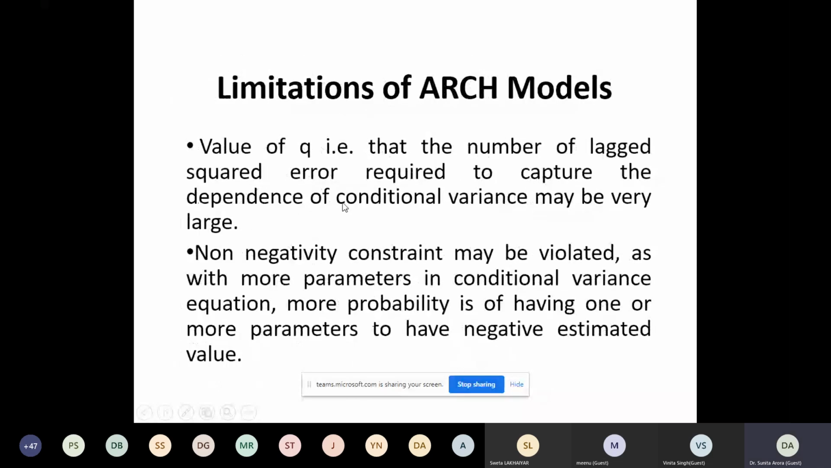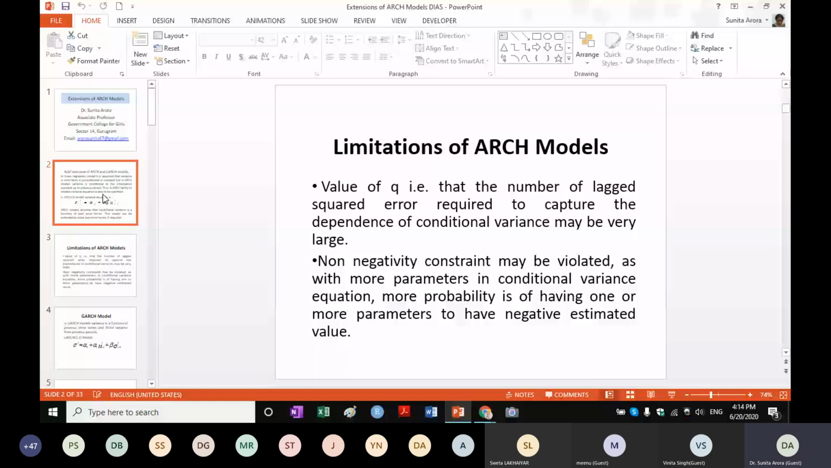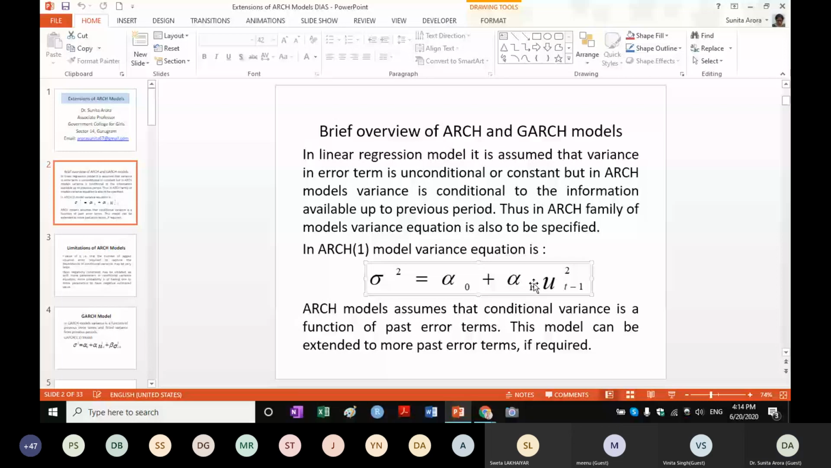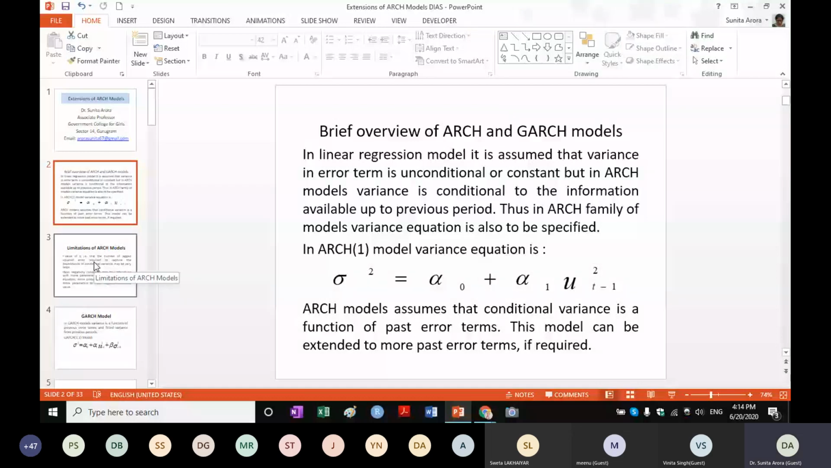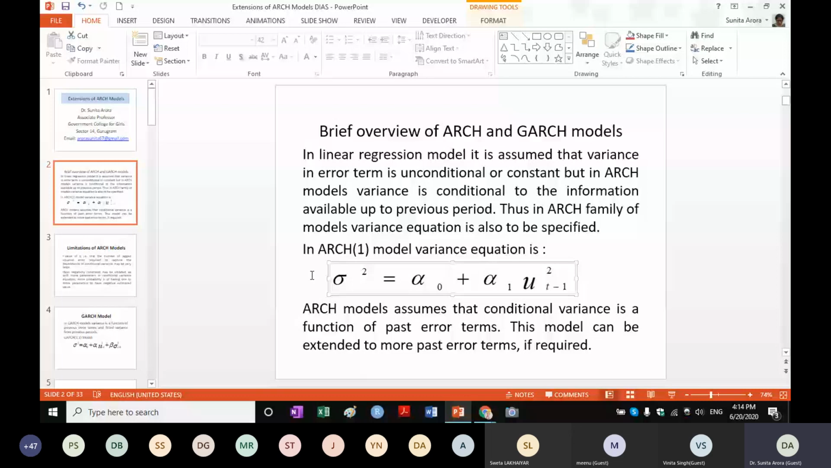What are the limitations of the ARCH model and what are the expectations of the ARCH model? The expectation of the ARCH model is that all the coefficients, alpha 0, alpha 1, should be positive because the dependent variable is variance. I am repeating, the dependent variable is variance, so all the coefficients should be positive. The other limitation is that in ARCH-GARCH models, except in EGARCH, we expect in all types of GARCH models that coefficients should be positive.